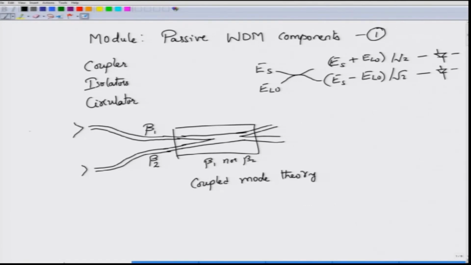Traditionally, these are labeled as the input ports. So, let us call them the input port 1 carrying electric field E1 corresponding to an optical signal. This is port 2 carrying electric field E2 corresponding to another optical wave.